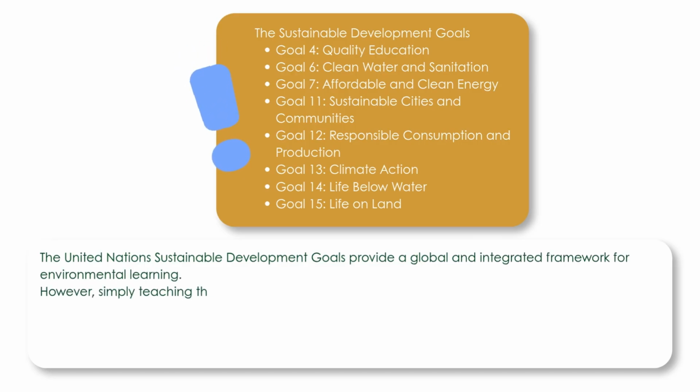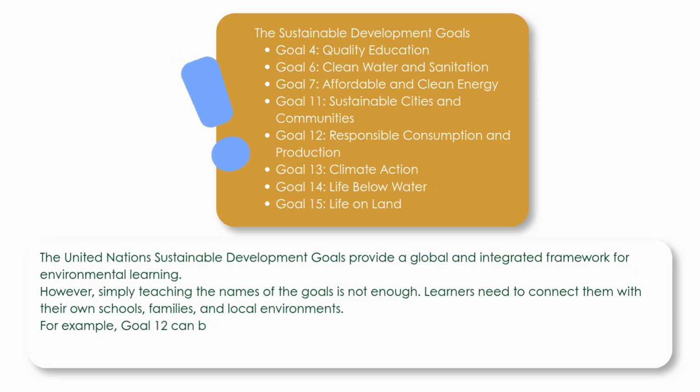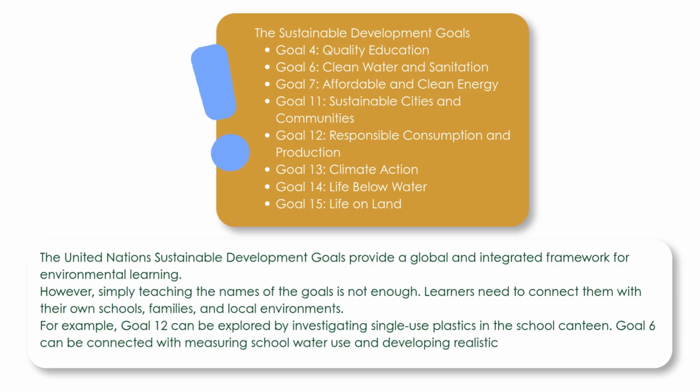However, simply teaching the names of the goals is not enough. Learners need to connect them with their own schools, families, and local environments. For example, Goal 12 can be explored by investigating single-use plastics in the school canteen. Goal 6 can be connected with measuring school water use and developing realistic saving strategies.